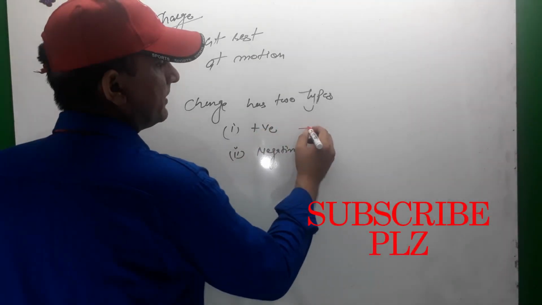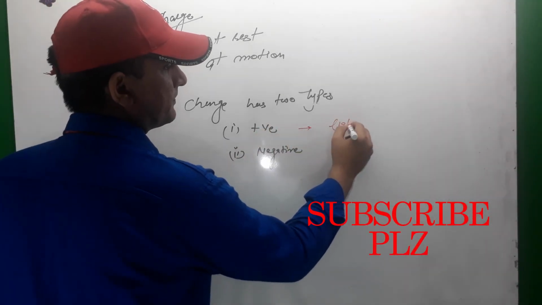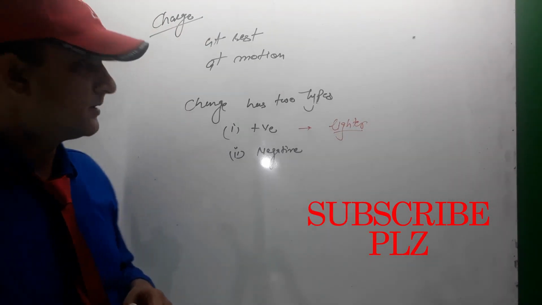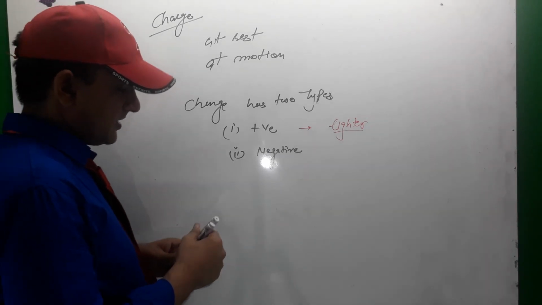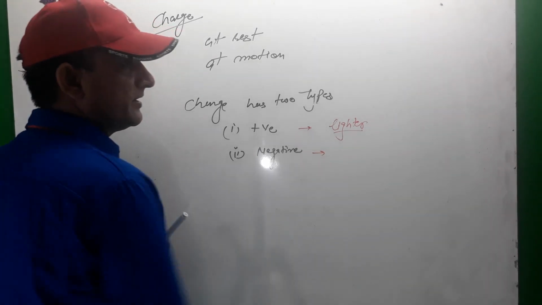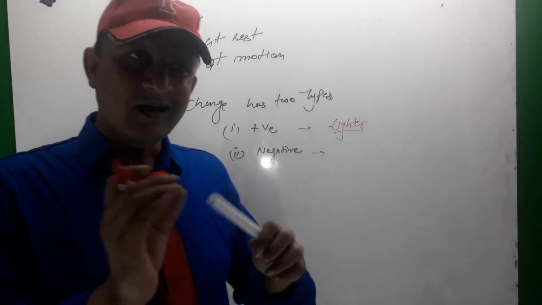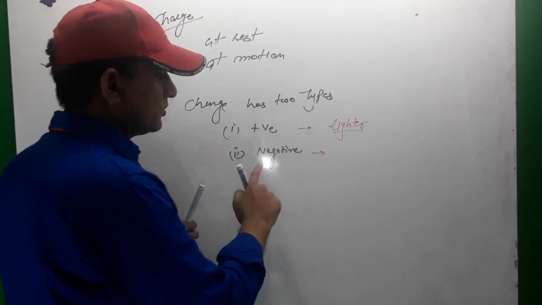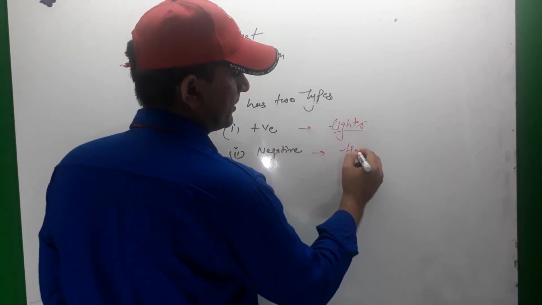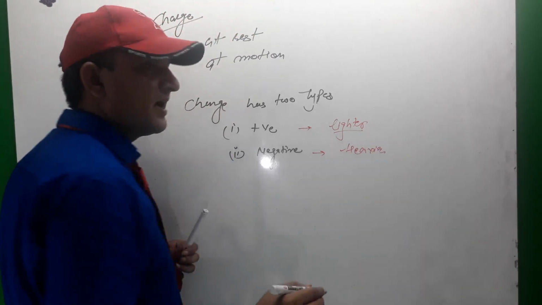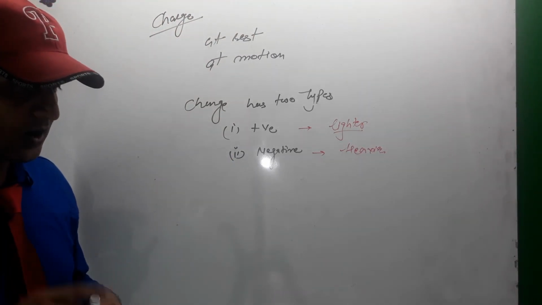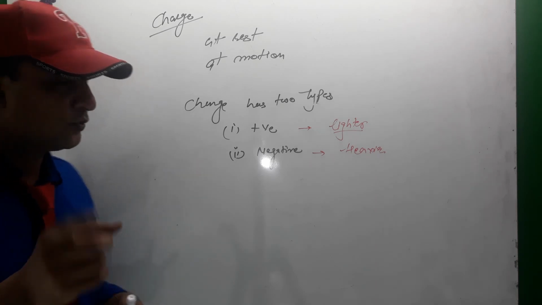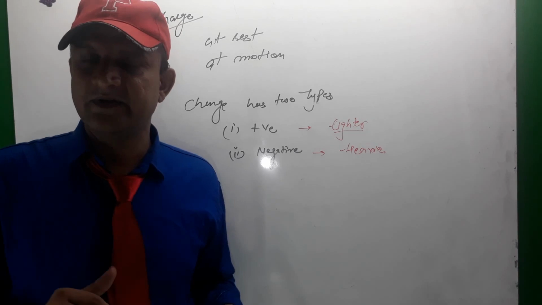So a positive body is always a lighter body because there is a deficiency of electrons. In this way, if we talk about negative, the simple meaning is that the other body has gained the electrons. So negative is the heavier body. So how will you detect, if two identical bodies are given to you, which body is lighter and which is heavier?